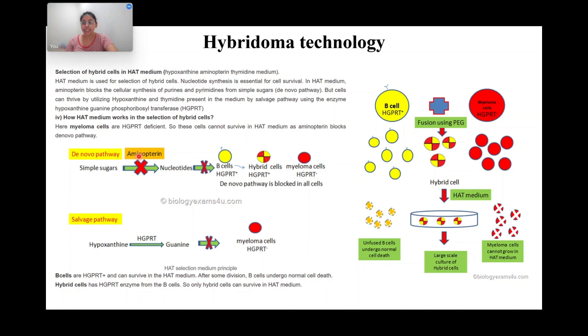But then you have this third category of cells, the hybrid cells, which can grow indefinitely because they are myeloma cells, and they can grow in this media because of the presence of HGPRT. And that's how you will only have hybrid cells growing on your HAT media. Then you can harvest these cells and upscale the production of these cells to get the monoclonal antibody. So that's how monoclonal antibodies are produced at the lab scale.